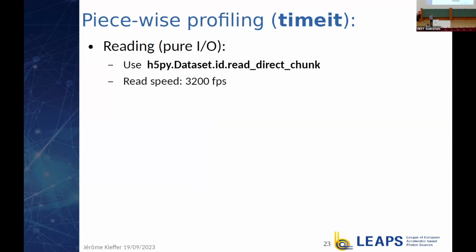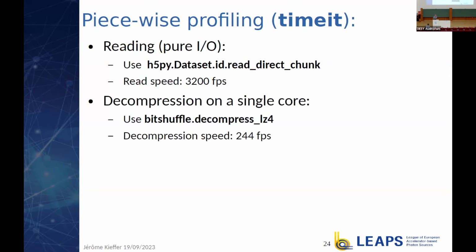So to start, I analyzed what the pipeline is made of. The first step is reading data. It's pure I/O, and I use this part of the API, which is the direct chunk read from H5Py. For this, we reach 3,000 frames per second. I'd like to apologize to Thomas and John White, who's online, because I didn't use the new features they provided, which removes one mem copy. So the figures you can get are actually higher than that. So 3,000 frames per second.